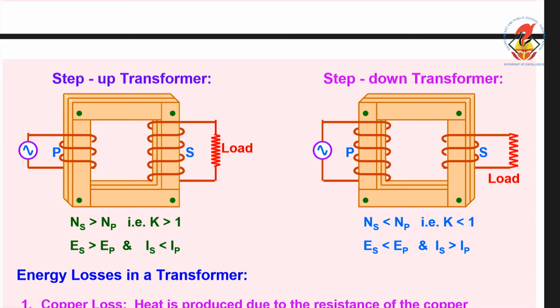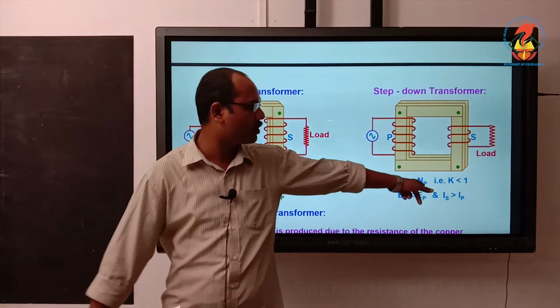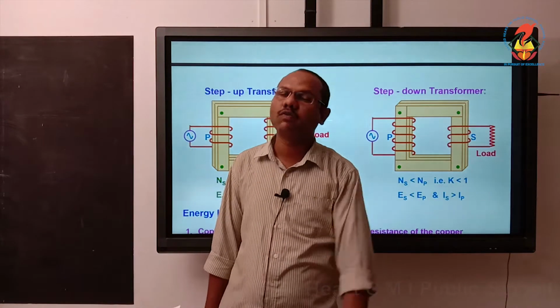Now look at the second figure. In the second figure, you can see the primary is having more number of turns, and the secondary number of turns is less. Therefore, what can we say? The voltage will be stepped down. So I write like this: Ns is less than Np. The secondary number of turns is lesser than the primary number of turns, so the coefficient K is less than 1. So the voltage is stepped down.